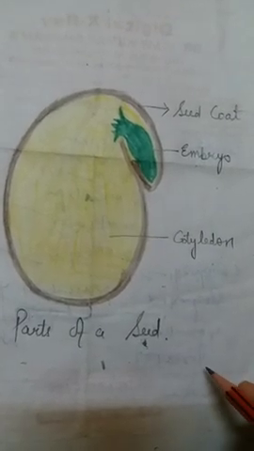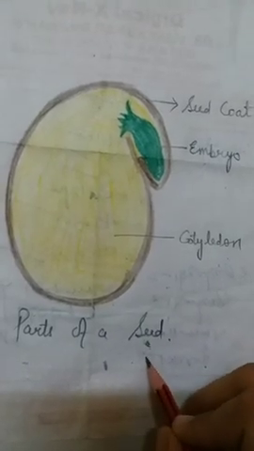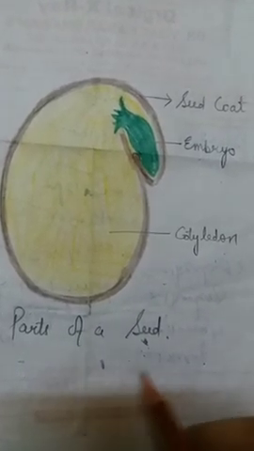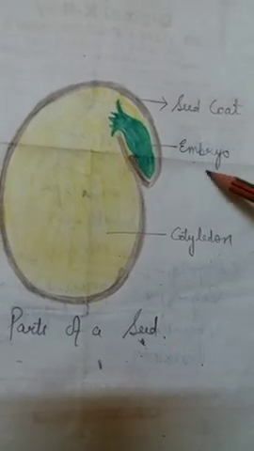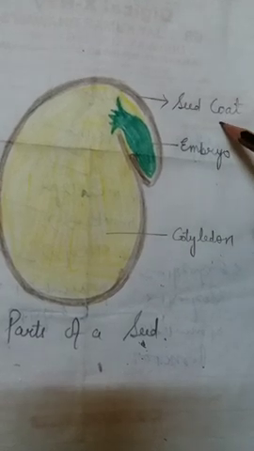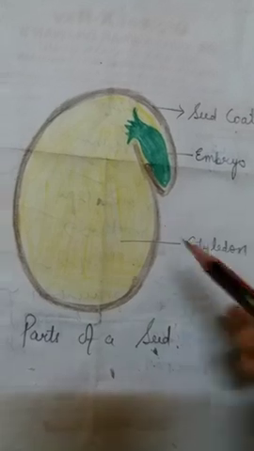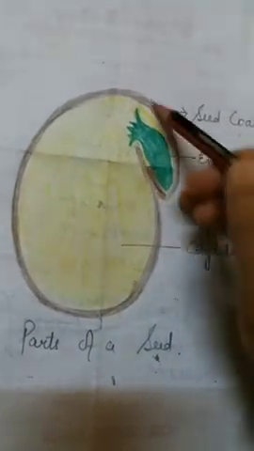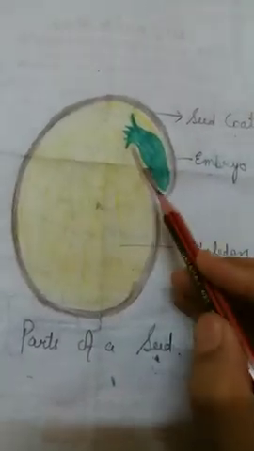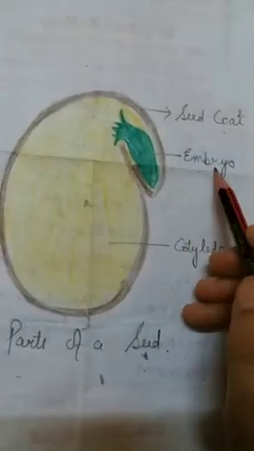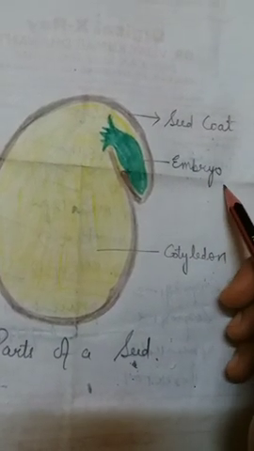The third diagram which is in our syllabus is the diagram of a seed. In this we have to draw the parts of a seed. As we all know, there are three parts of a seed. One is the seed coat, second is the embryo, and third is the cotyledon. The outer brown portion is the seed coat. The central green portion represents the embryo of the seed, which is also called the baby plant.